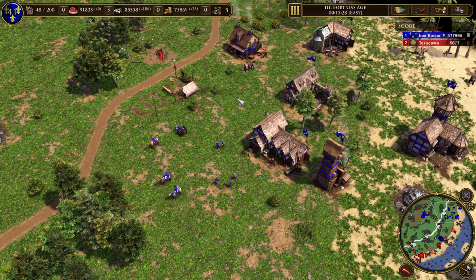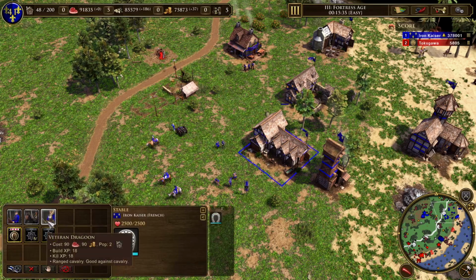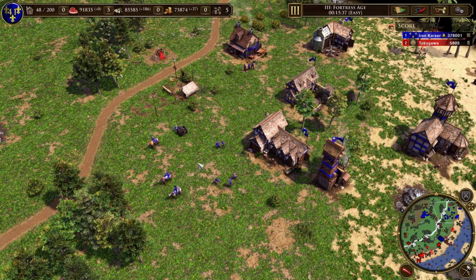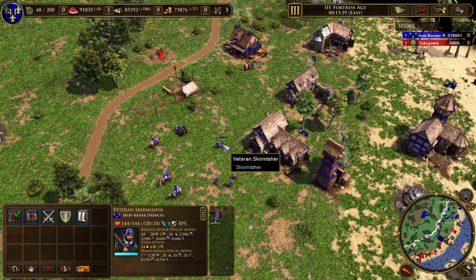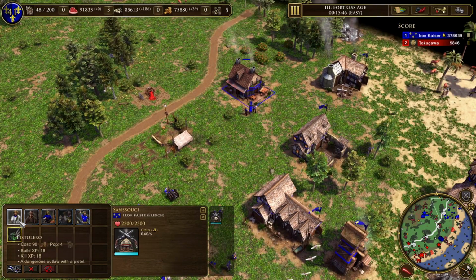In Age of Empires 3, whenever you mouse over a unit or a unit portrait, you get some information about that unit. Unfortunately, it's not always the most useful. For example, if I mouse over the skirmisher, it just says skirmisher, right? Or if I go over here and I click on the pistolero, I get a dangerous outlaw with a pistol.